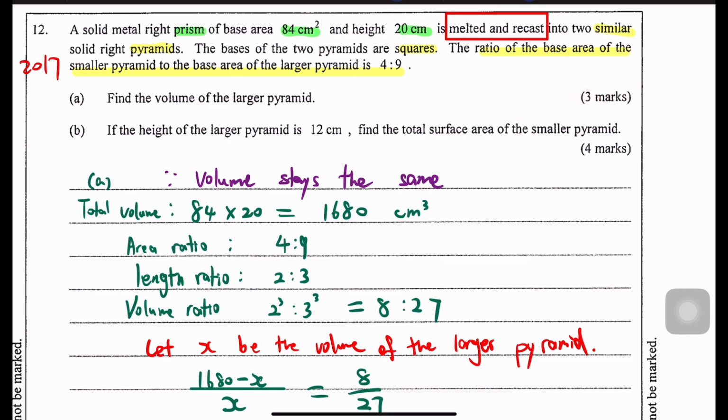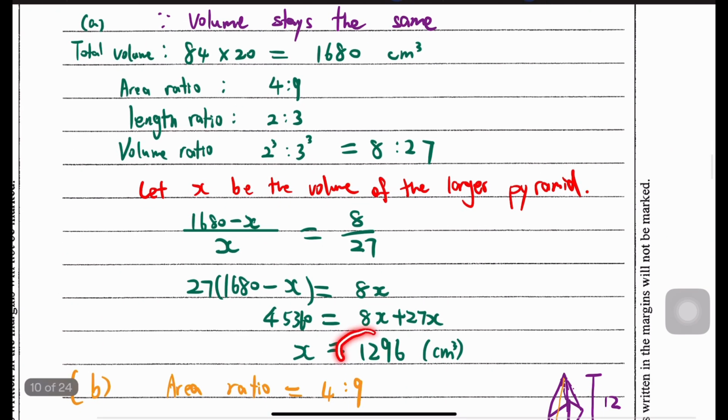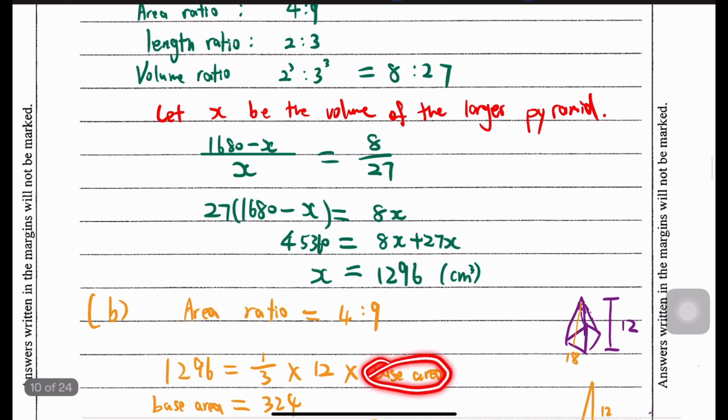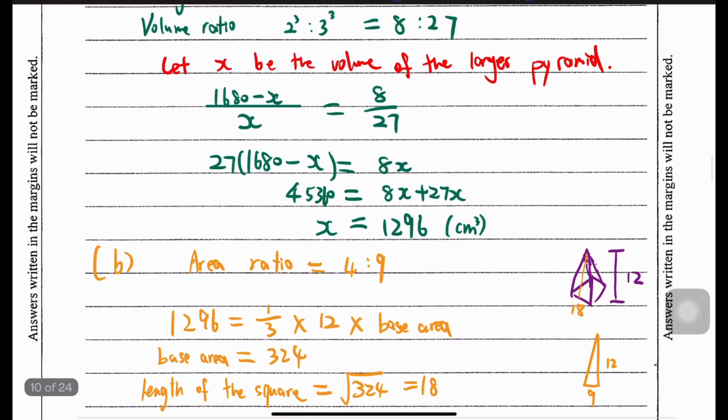Okay, so first step, we use the volume to help, given the height, and then we put in the volume formula. We can find the base area. As we know, it's a square, so we square root it. We know that the length of its base should be 18. And then the base area, we already have it. Now, you know this one is 18.